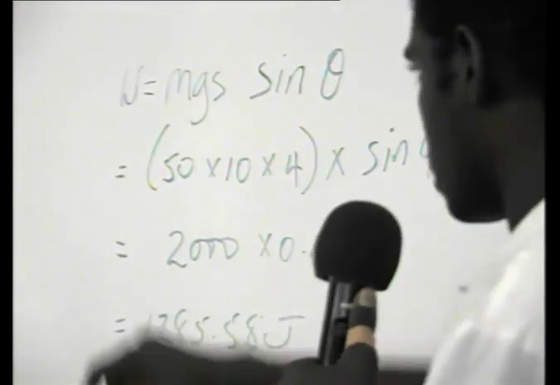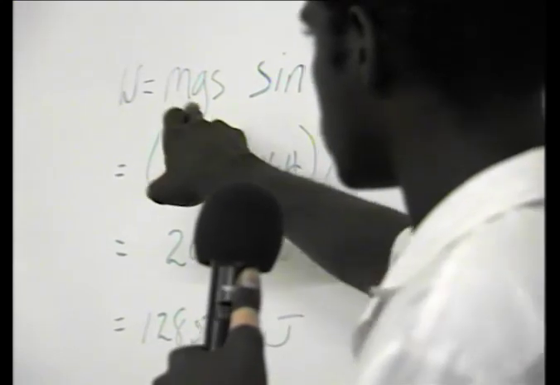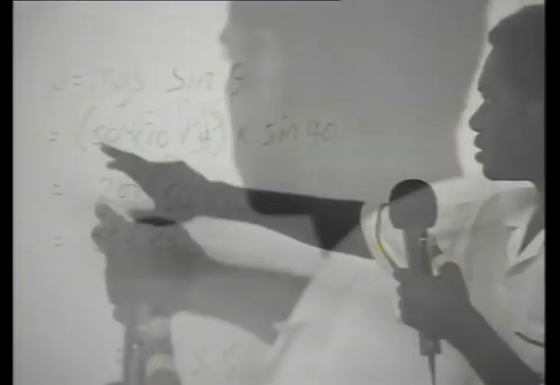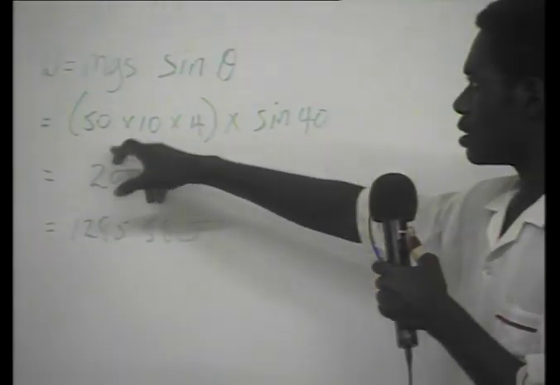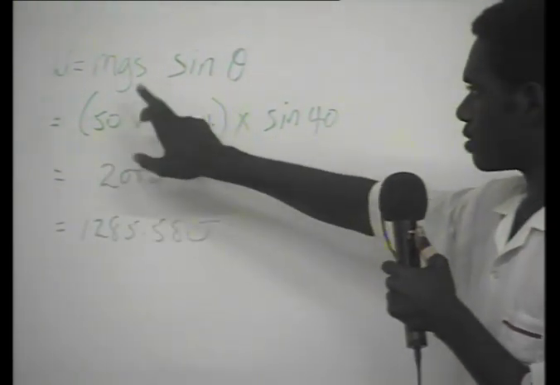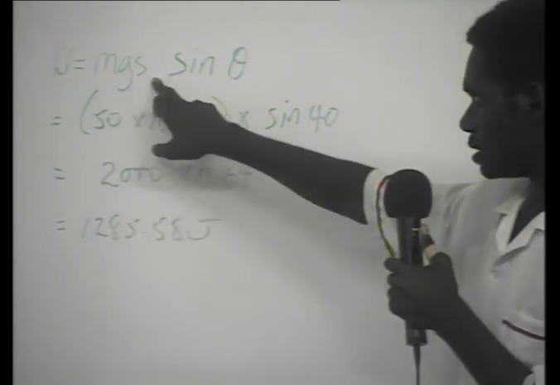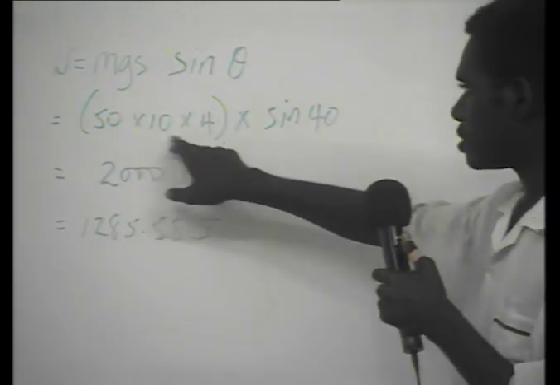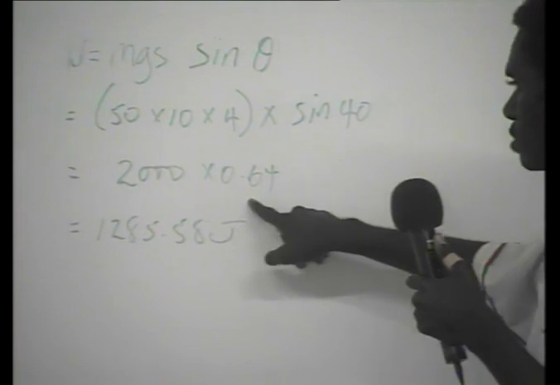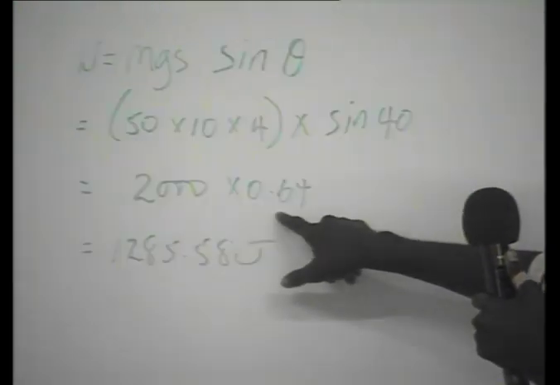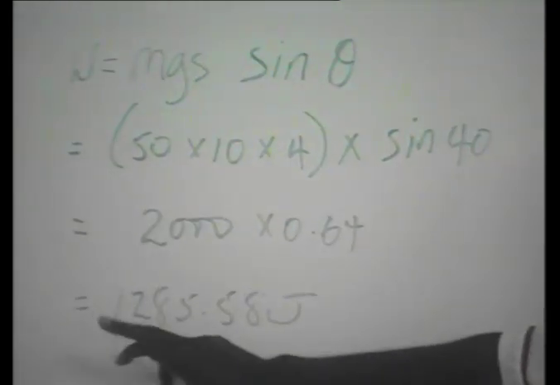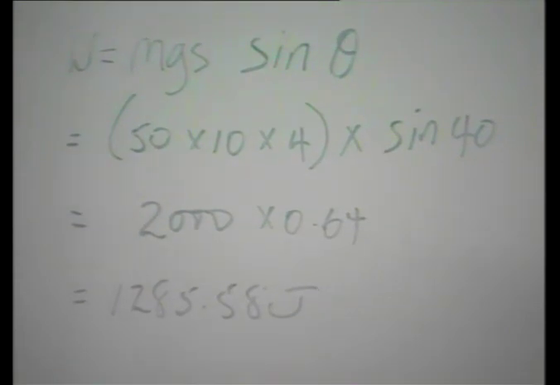Using the formula, force times distance times sine theta will give you work. Substitute numbers in. The mass is 50 kilograms, g is acceleration due to gravity, and s is the distance. So you substitute that in, 50 by 10 by 4, that will give you 2000. Sine 40 is equal to 0.64, rounded to two decimal places, and multiply that and your answer will be 1285.58 joules.